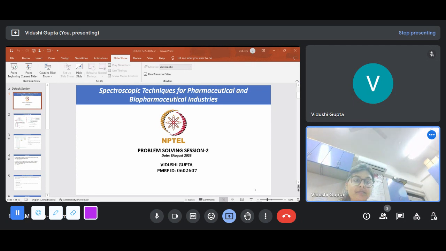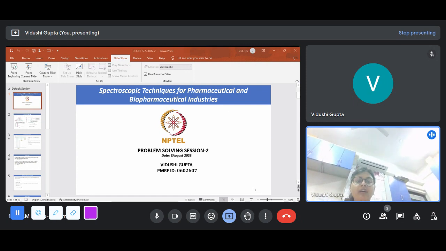1.097 into 10 raised to the 7 divided by 1 upon 4 square minus 1 by 2 square. So what will the value here?